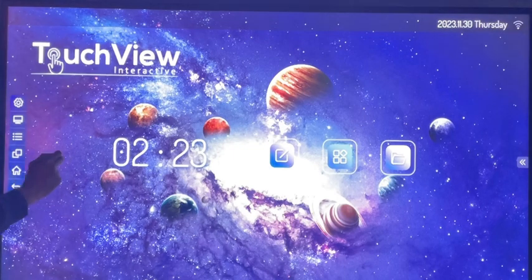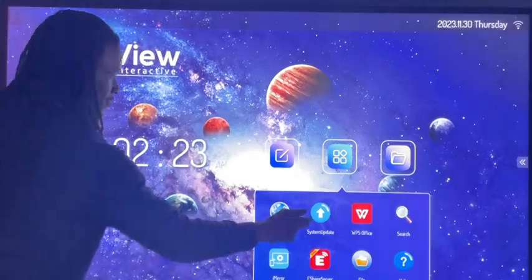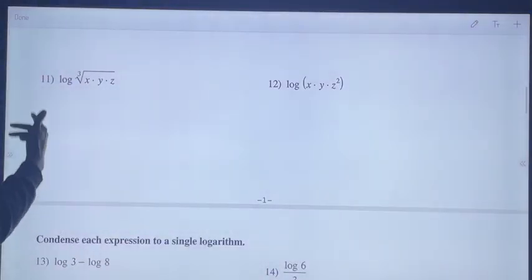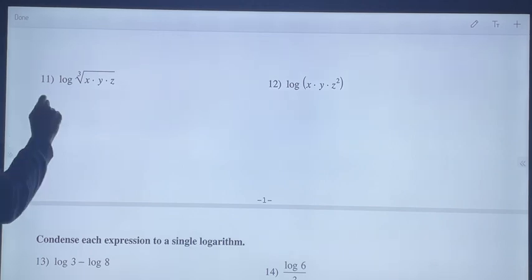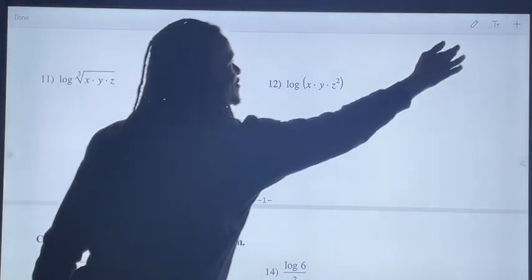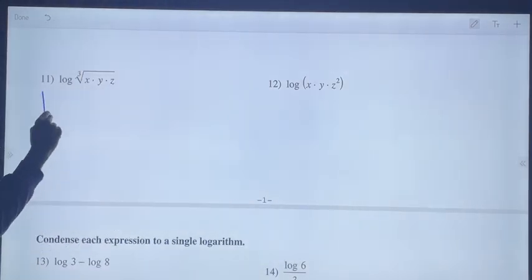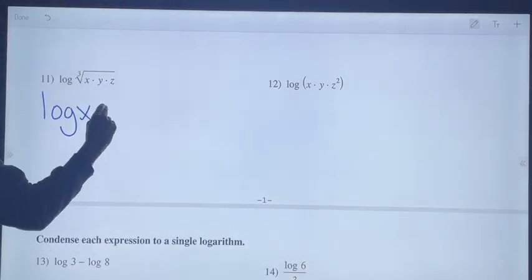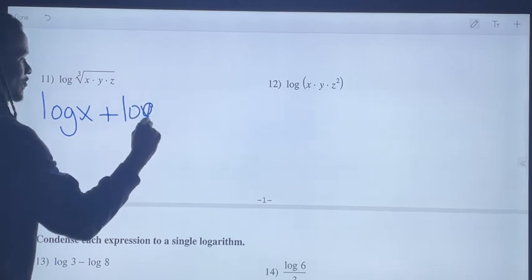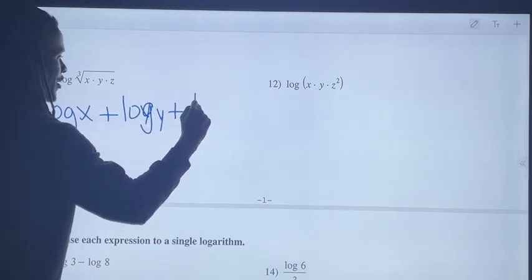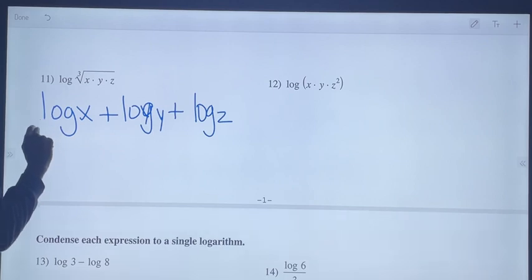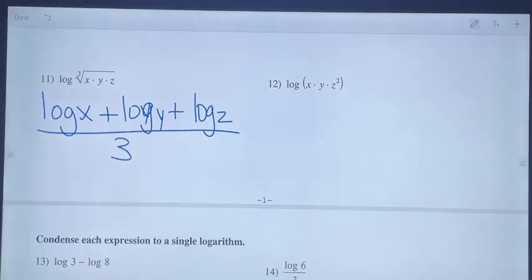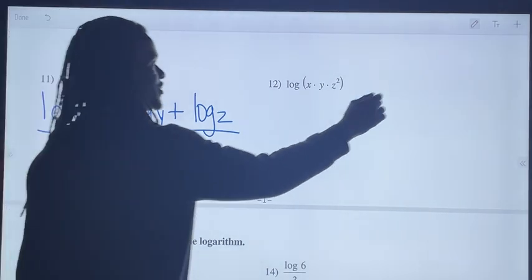So, now we're back to our sheet. My answer should be log x plus log y plus log z, and all of it is divided by 3. Do you have to divide all of them? No, just leave it in that format.